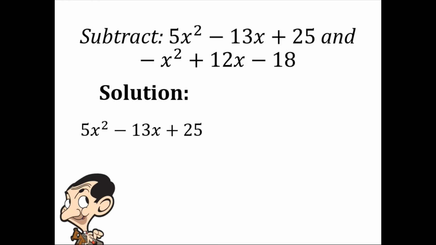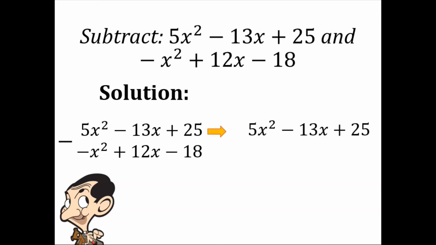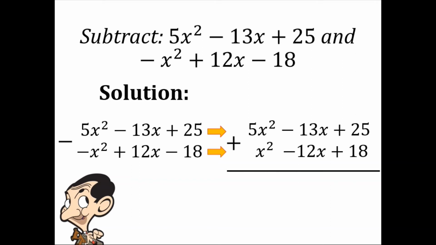Arrange them vertically. We have the first polynomial minus the second polynomial, negative x squared plus 12x minus 18. To get the difference, copy the first polynomial 5x squared minus 13x plus 25. Minus sign will now be changed to a plus sign, and the subtrahend will be changed to its opposite. So that negative x squared becomes positive x squared, plus 12x becomes minus 12x, minus 18 becomes plus 18. After doing that, we can now proceed to addition.